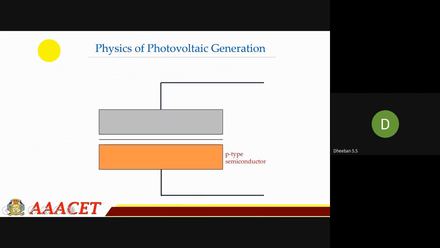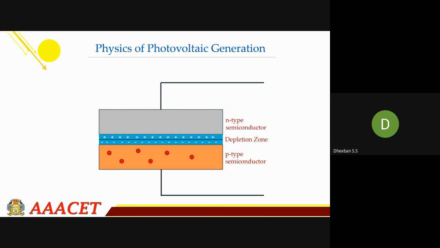Here you can see one is your p type and another one is the n type. Here there will be a depletion region, this is the depletion zone. In the p type there will be holes, and in the n type there will be electrons. When light falls on it, the holes move towards the n type, and this displaces the electrons over the n type, and there will be a flow of electrons.